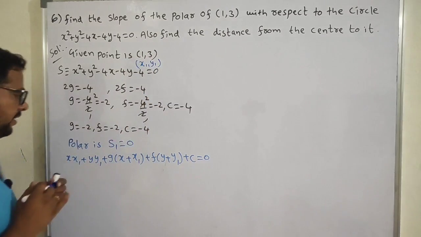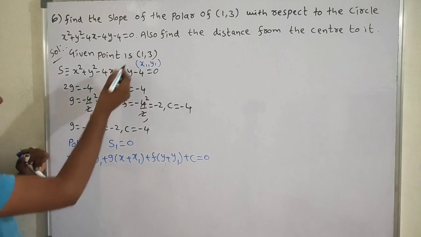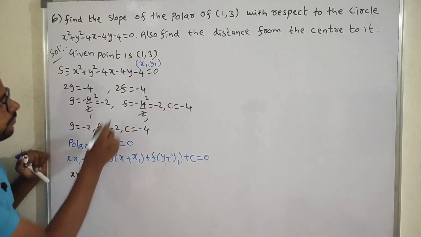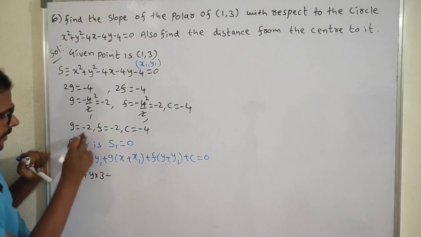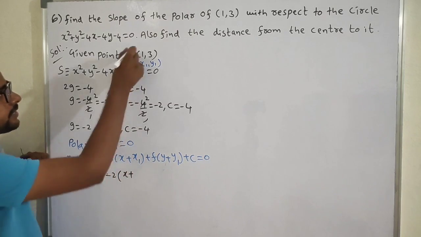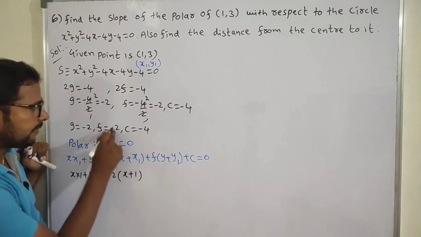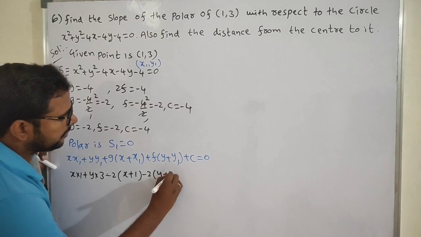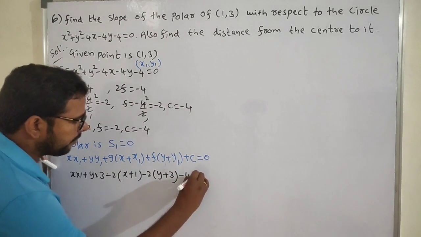Substitute all the x1, y1, g, f and c values. So x into x1 value 1, plus y into y1 value 3, plus g value minus 2, plus into minus becomes minus 2, into x plus x1 value 1, plus f value minus 2, so plus into minus, minus 2 into y plus y1 value 3, plus c equals minus 4, equals 0.